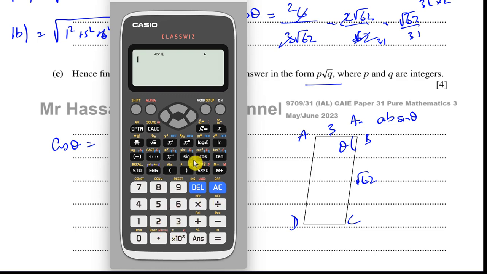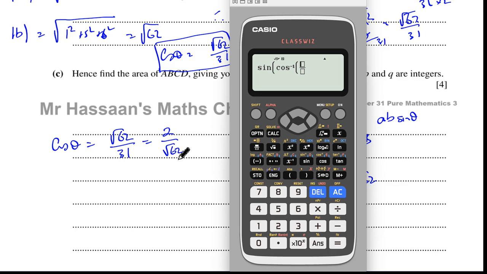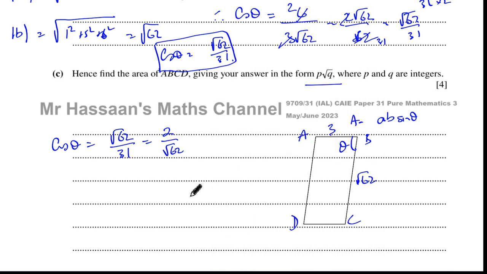You could try to do the sine of the inverse cosine of 2 over root 62, or root 62 over 31. Again, it gives you a decimal, so it's not going to help us. So trying to define the angle here won't help us give the answer in exact form.